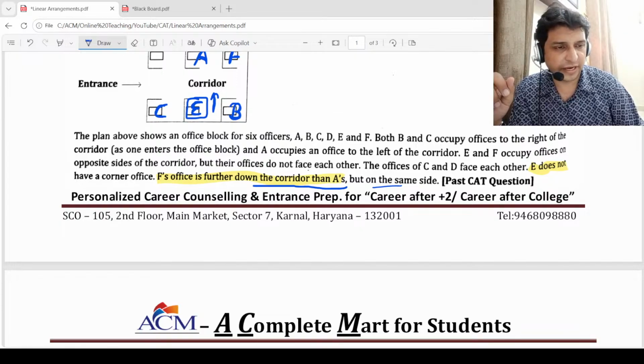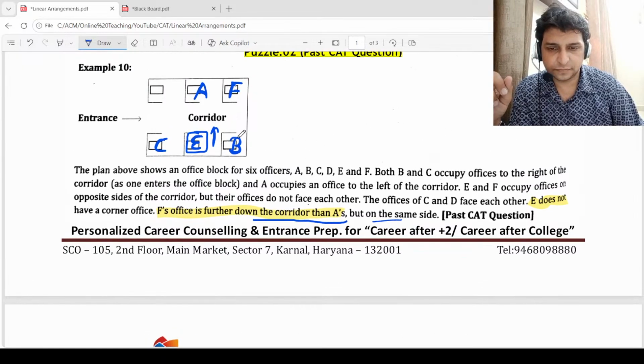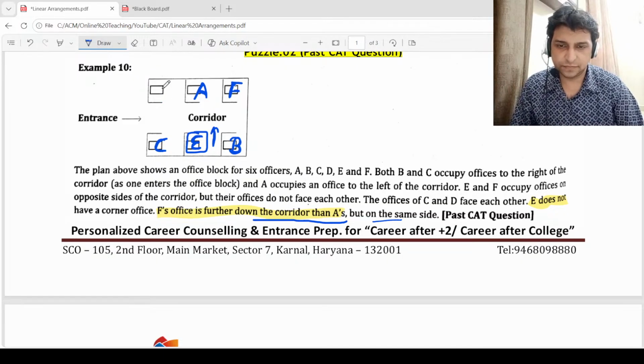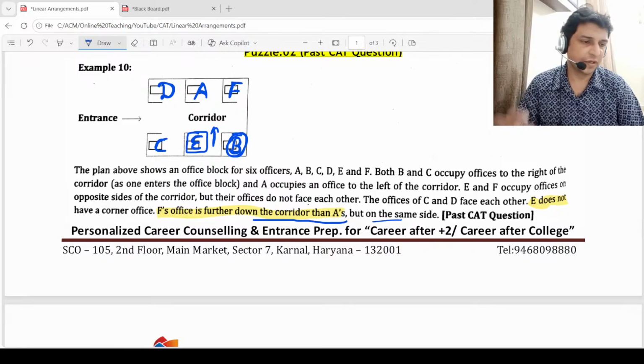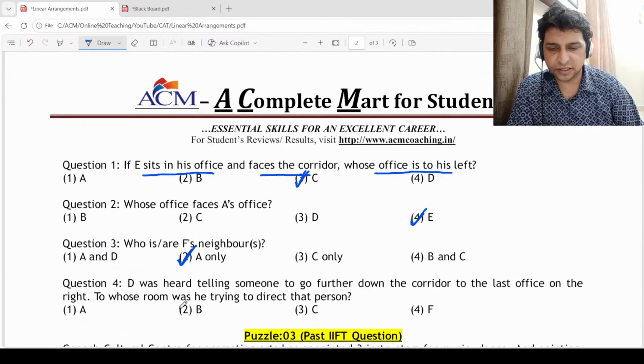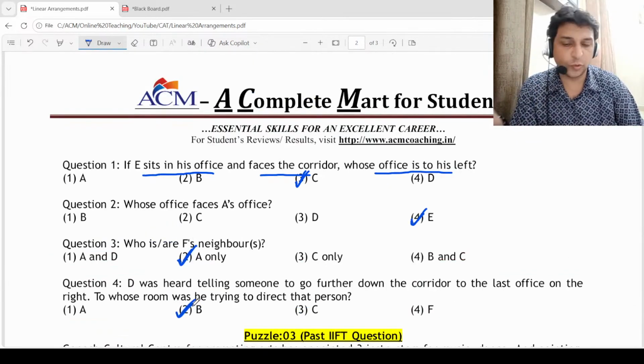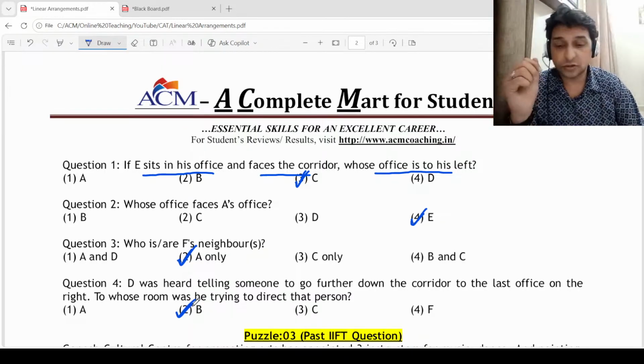The last office on the right. So D is here. Last office on the right is going to be B. So that makes the answer. He is asking to go to the office of B. So that is my answer.